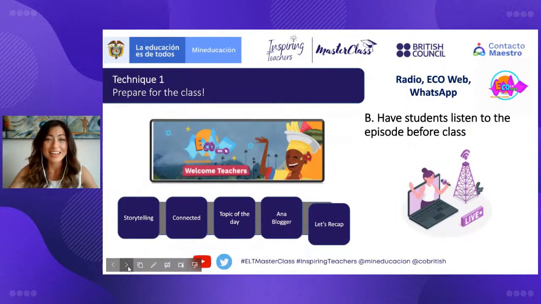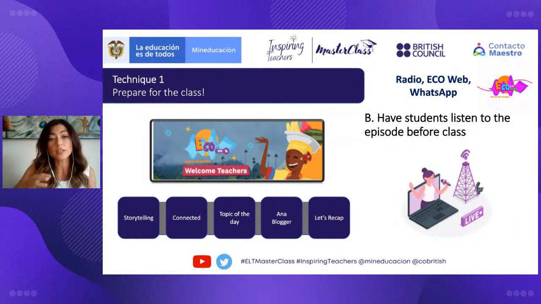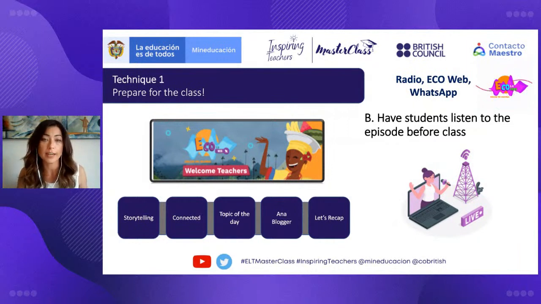Okay, thank you. Now, a second activity that can be done, and this is from the students' perspective, is have them listen to an episode before class, right? So the teachers did something, but also the students prepare for the class. And how can students do that? Well, as Tatiana was mentioning before, they can access the content through the radio. They can also access the content on the web, right?